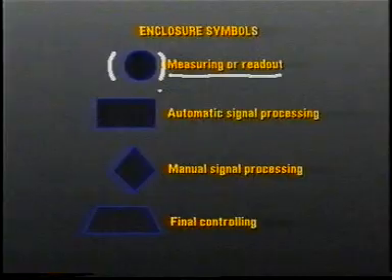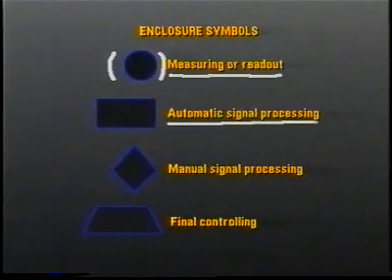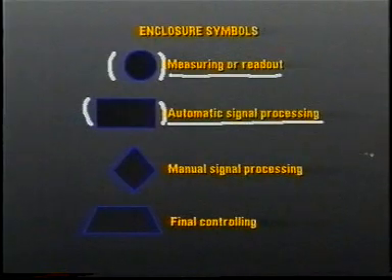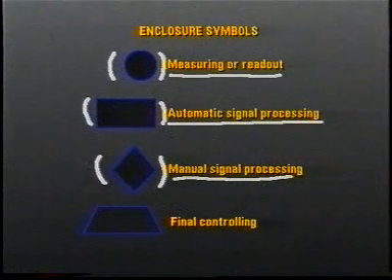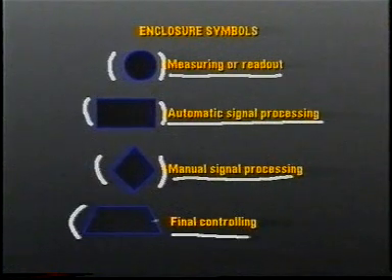value. Automatic signal processing, as indicated by the rectangle, would indicate that the device has an input and will automatically manipulate the data to provide the proper output. The diamond symbol represents manual processing performed at a manual station of some type under operator control. The symbol for a final controller, a trapezoid, shows that the device is being manipulated by the process variable and sometimes furnishes a signal to the final control device.